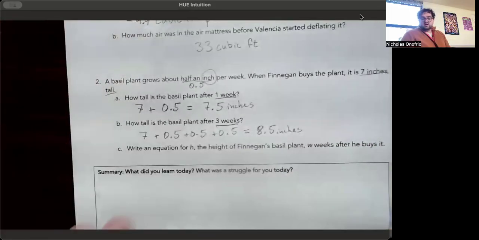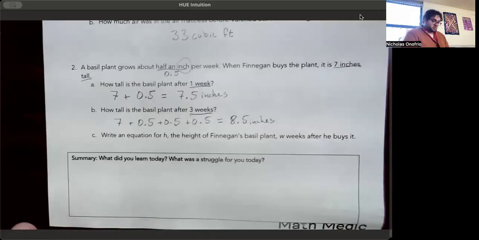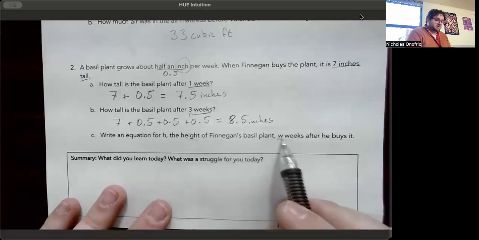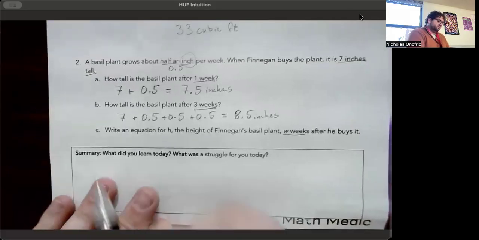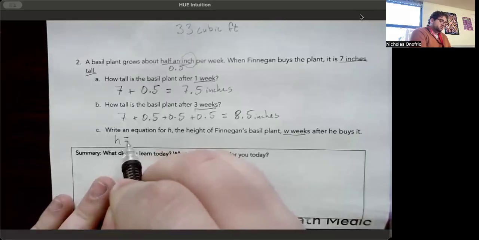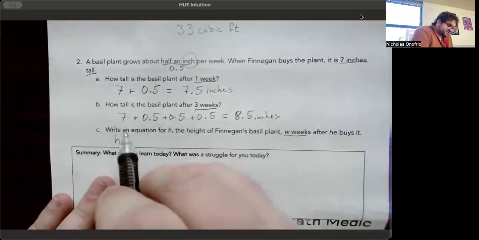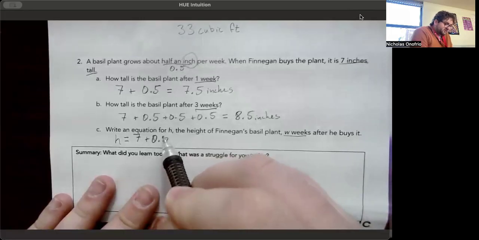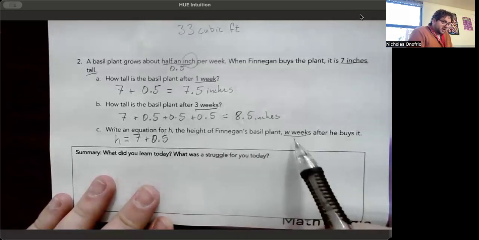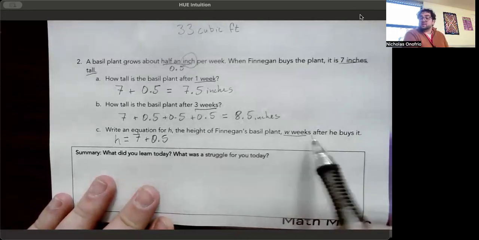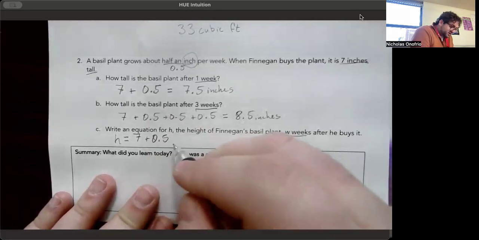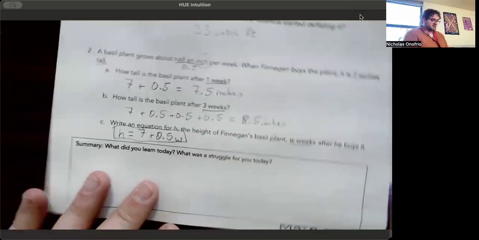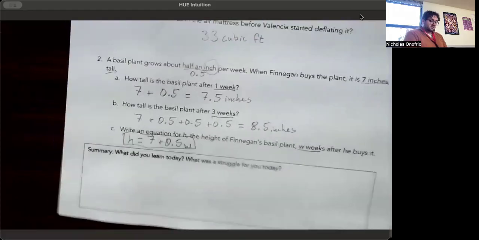Last but not least, write an equation for H, the height of Finnegan's basil plant, W weeks after he buys it. So we'll do H equals, and let's look at our equation. We always start with that 7. And then we add 0.5, and we do that as many weeks as there are. Now, they don't specify a number here. So we can just say 7 plus 0.5 W. And there's our equation.